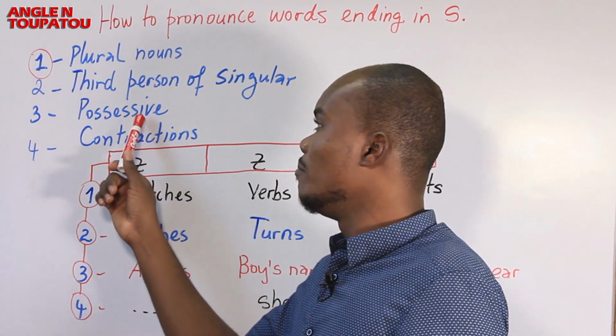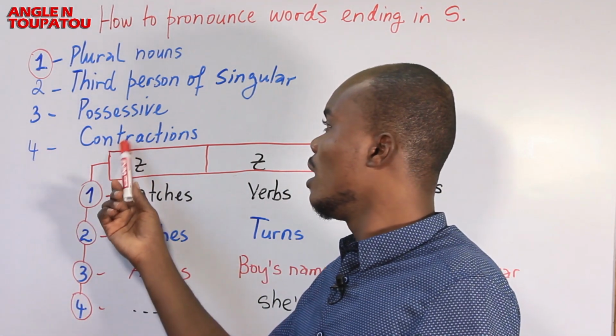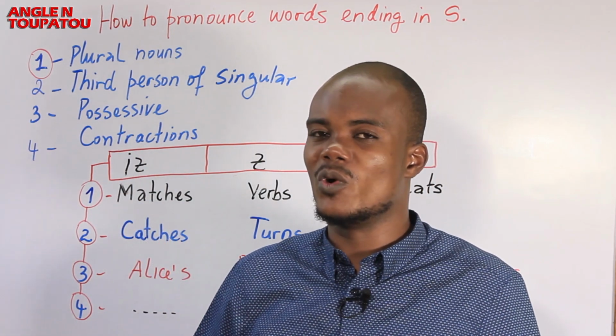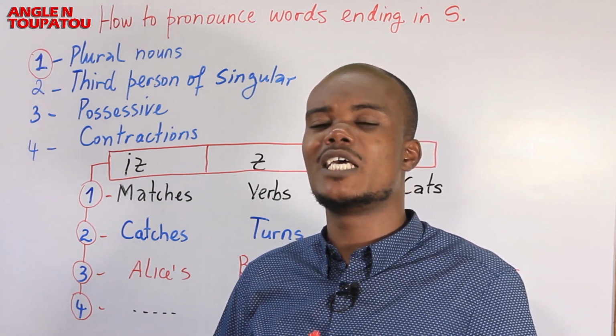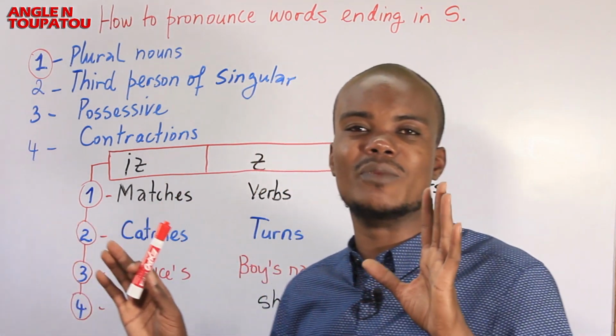And then, possessive case, and at contraction or contracted form, when I have a contracted form. Let me explain to you, or I have to give you some examples to make you understand.